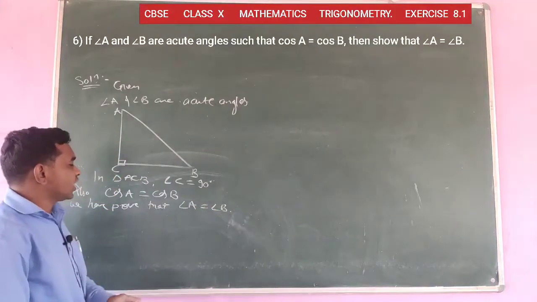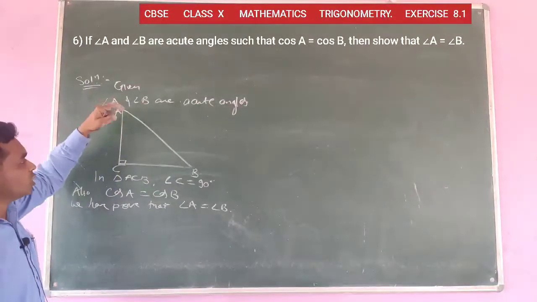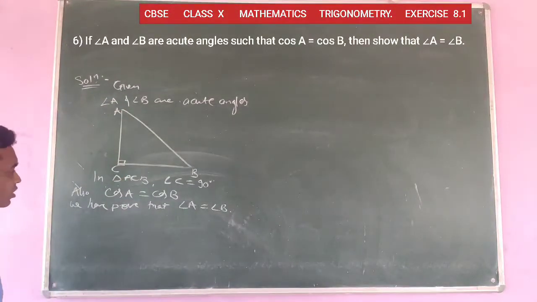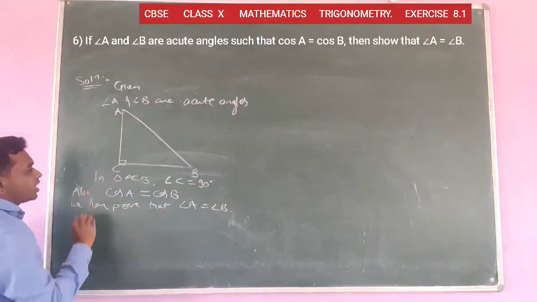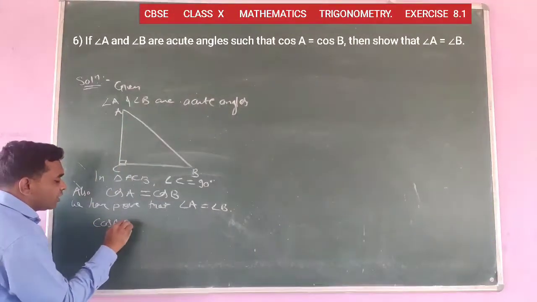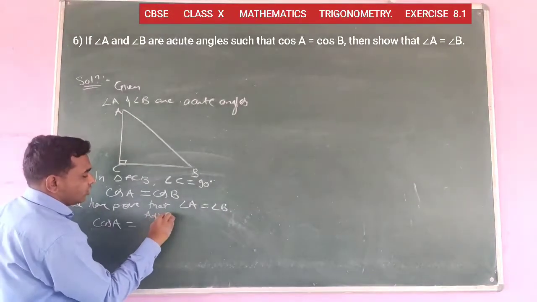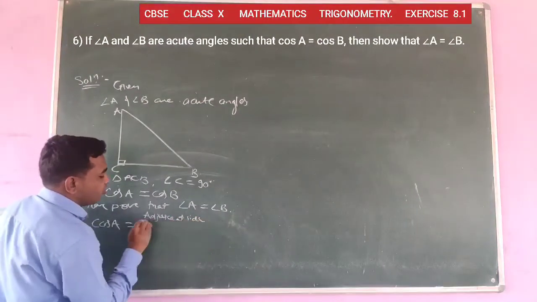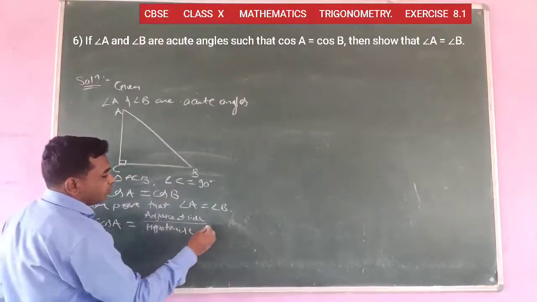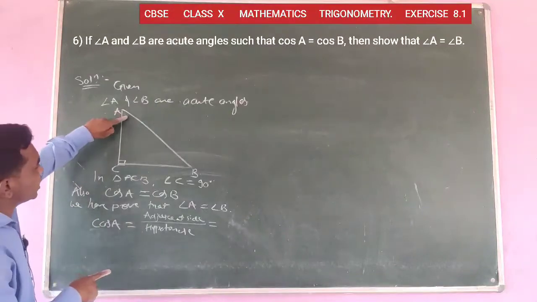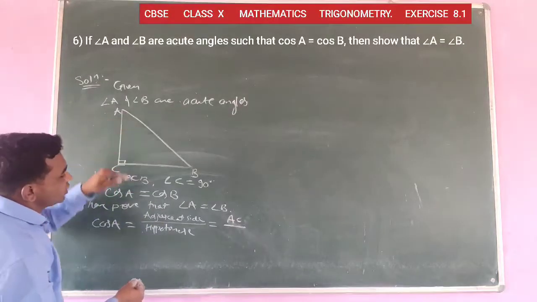So here in this triangle, we take angle C equal to 90, and according to the given question, angle A and angle B are acute angles. Also, the given part is cos A is equal to cos B. So for this triangle ACB, the formula for cos A is adjacent side upon hypotenuse. For the angle A, the adjacent side is AC upon hypotenuse AB.